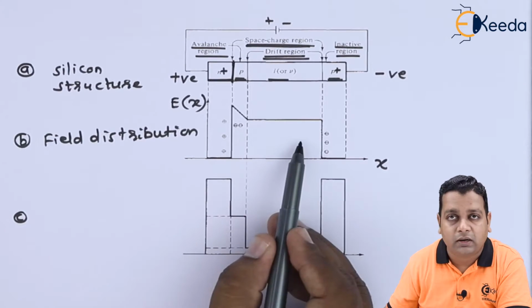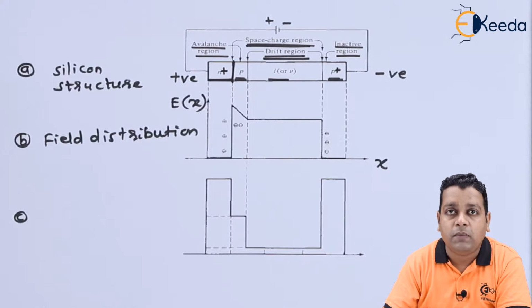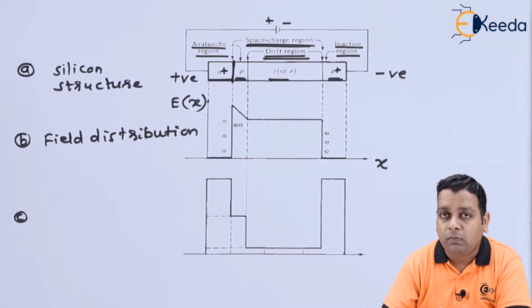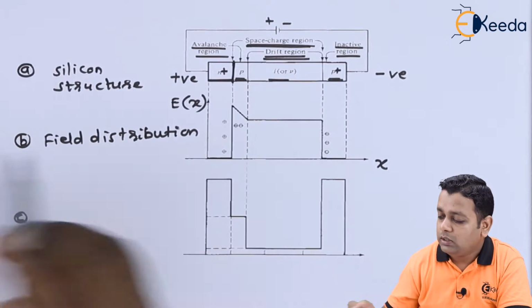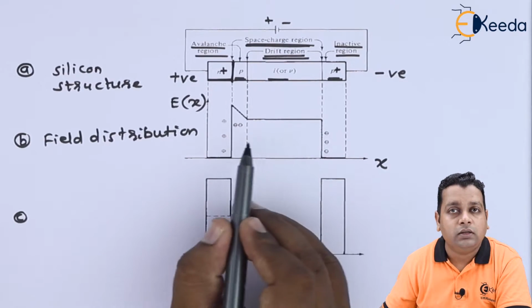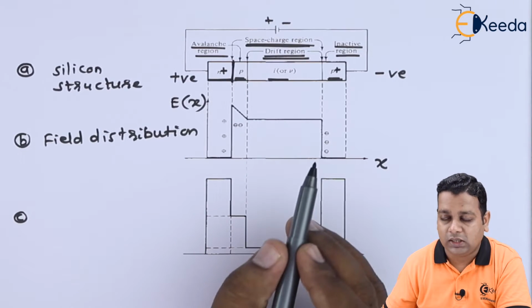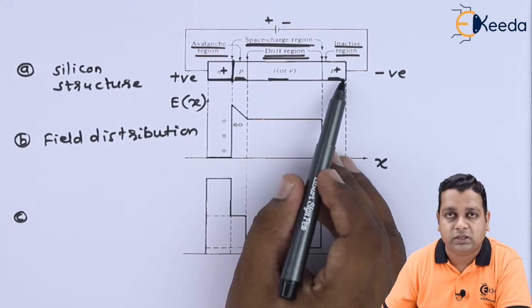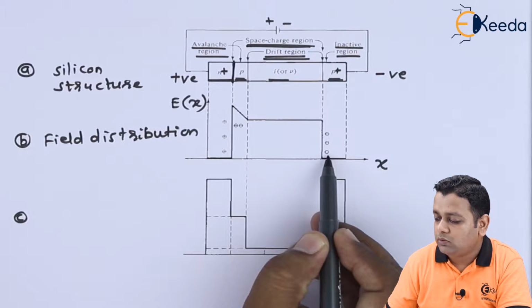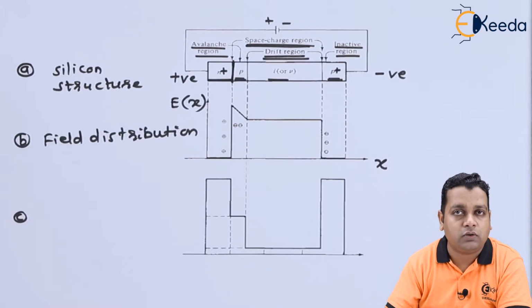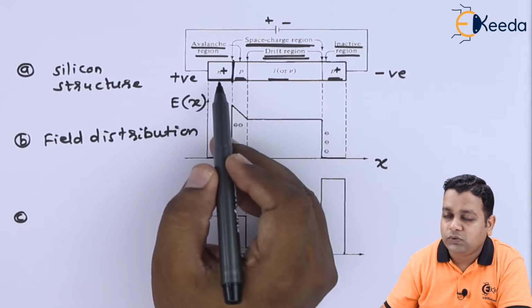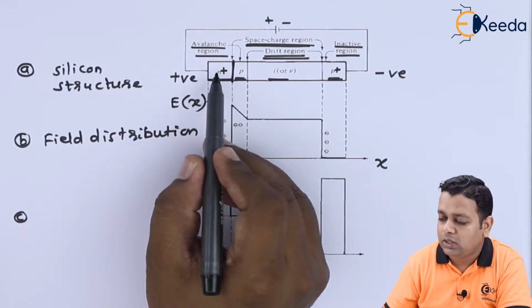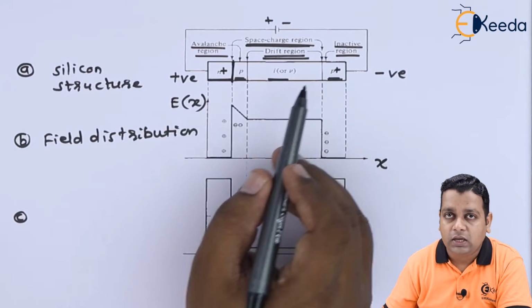In the intrinsic layer, there is no majority charge carrier or minority charge carrier. At the equilibrium condition, we have equal presence of both charge carriers. So therefore, we don't represent either the negative signs or the positive signs. And lastly, in the P plus region, we have the negative signs representing the free electrons as the minority carriers here.